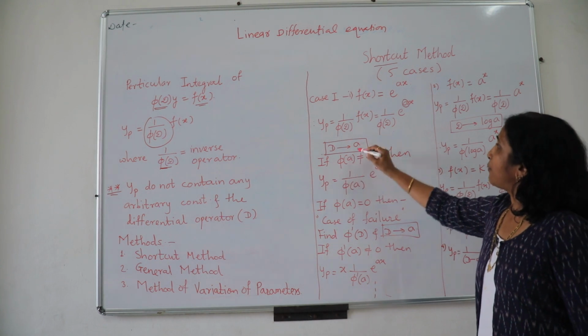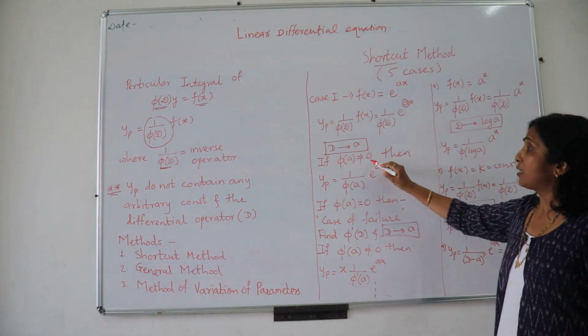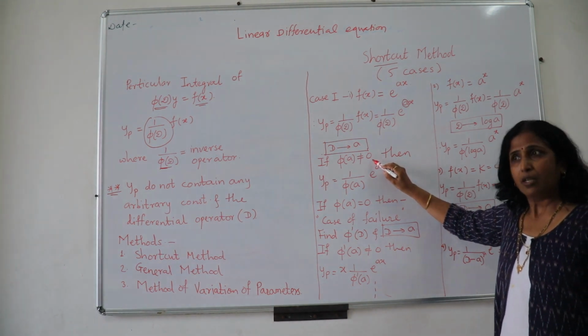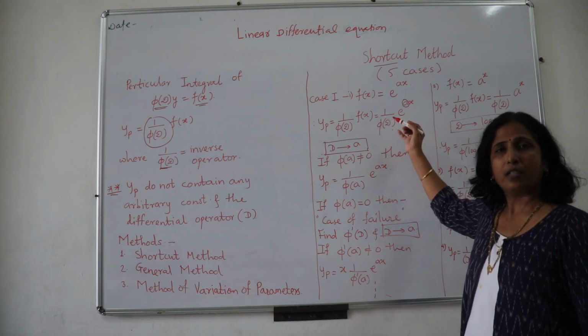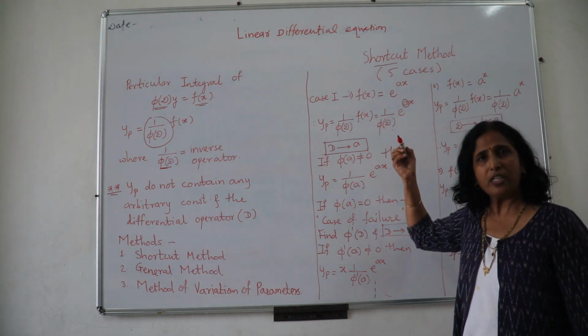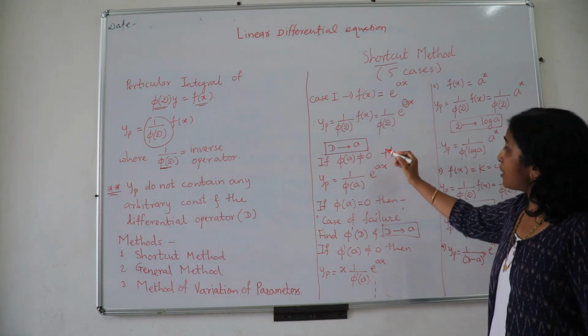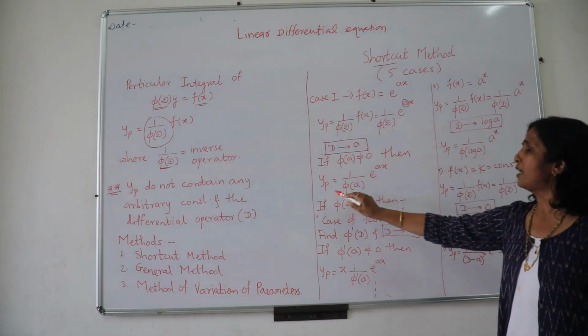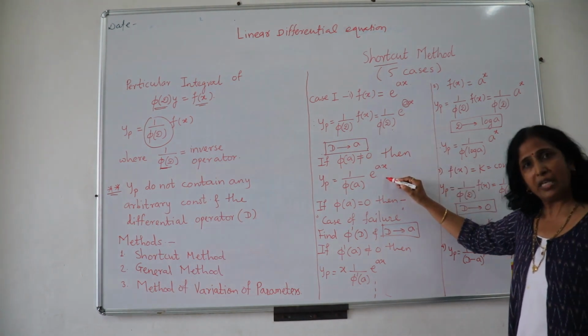Once I place the value here, I have to calculate the value of phi of a, and it should not be equal to 0, because all of you know 1 upon 0 comes as infinity, and then the expression itself becomes infinity, so there is no point in calculating. So if phi of a is not equal to 0, then yp is 1 upon phi of a, and the function e raised to ax remains as it is.